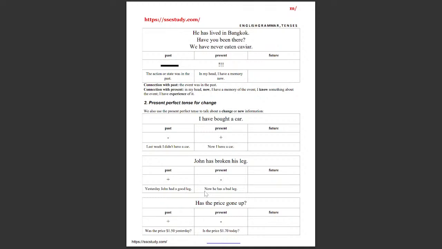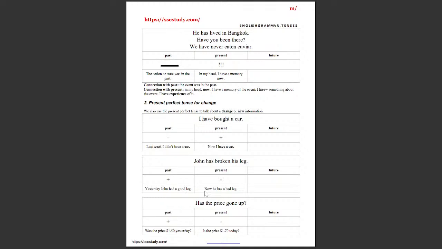And see, present perfect tense for change. We also use the present perfect tense to talk about a change or new information. Like, I have bought a car. Is it past, present, or future? Last week I did not have a car. Now I have a car. So I have bought a car. It's like a change or giving new information.